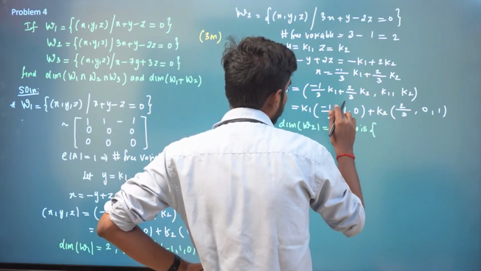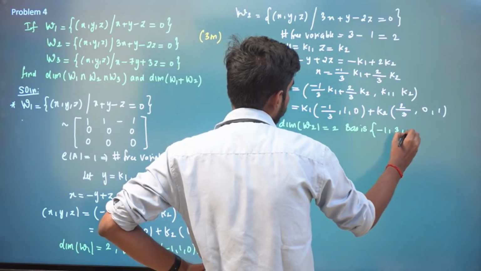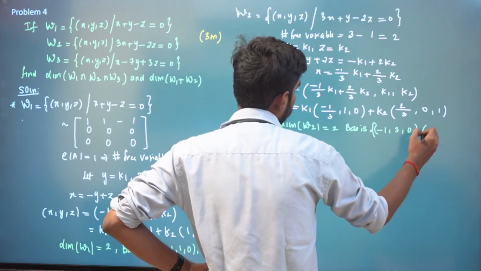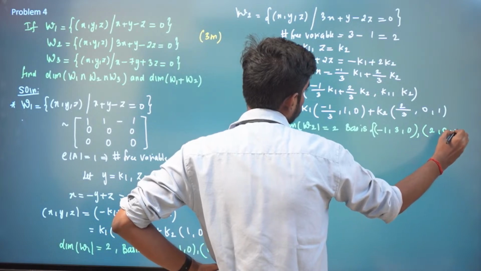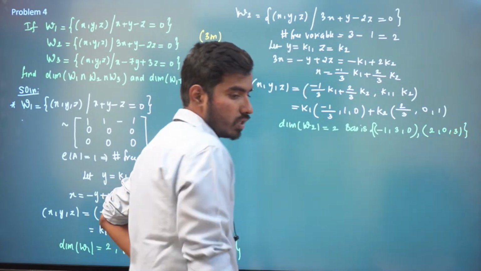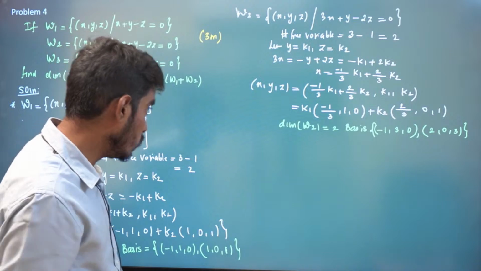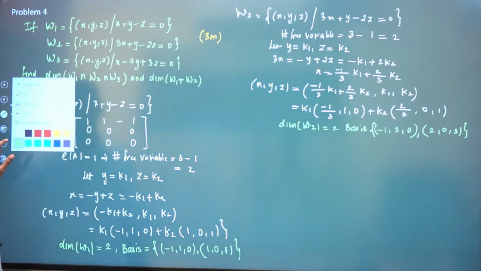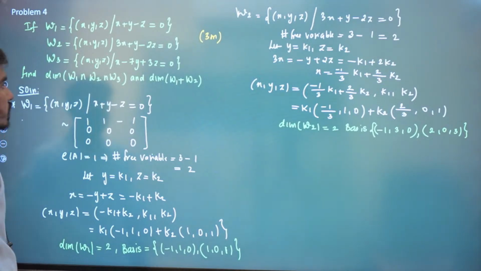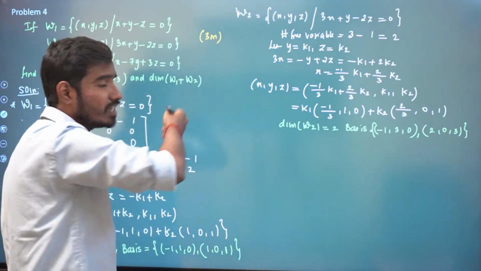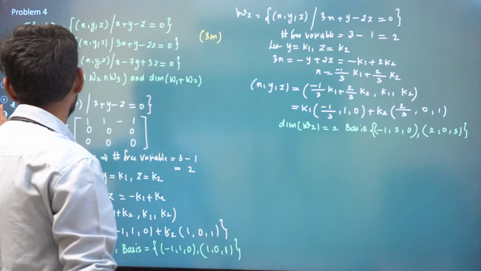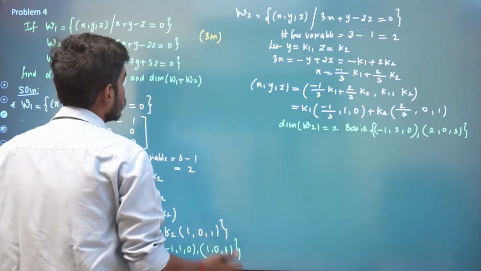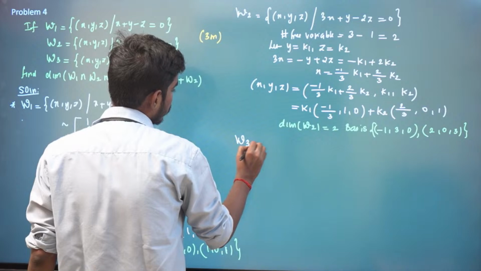So you will have to multiply by 3: minus 1 comma 3 comma 0. You multiply by 3 again: 2 comma 0 comma 3. So minus 1 comma 3 comma 0 and 2 comma 0 comma 3 is one of the bases. And similarly, that's why I said this category they asked for 3 marks questions. But okay, so we have W3.